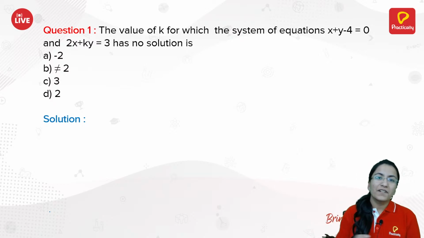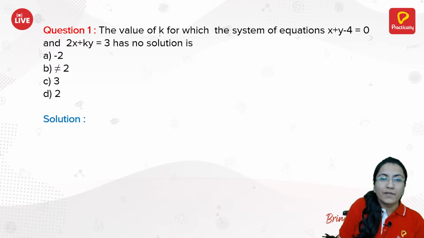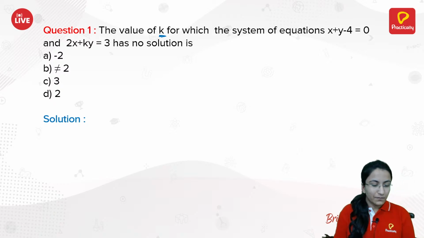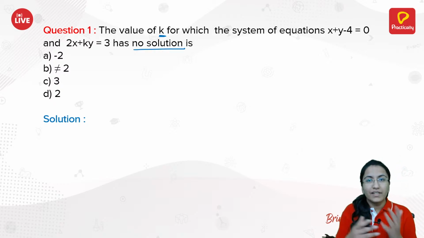Okay, so here's the first question. The value of k for which the system of equations x plus y minus 4 equals 0 and 2x plus ky equals 3 has no solution is. We need to find such value of k. How can we find such value of k? Anyone? We want no solution to exist for such simultaneous linear equations.